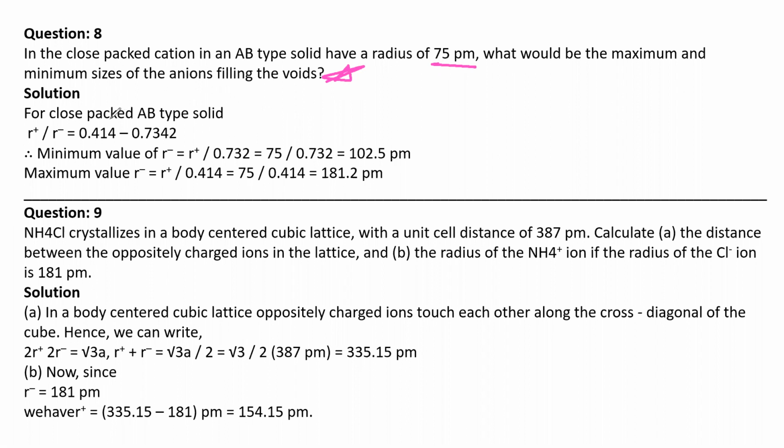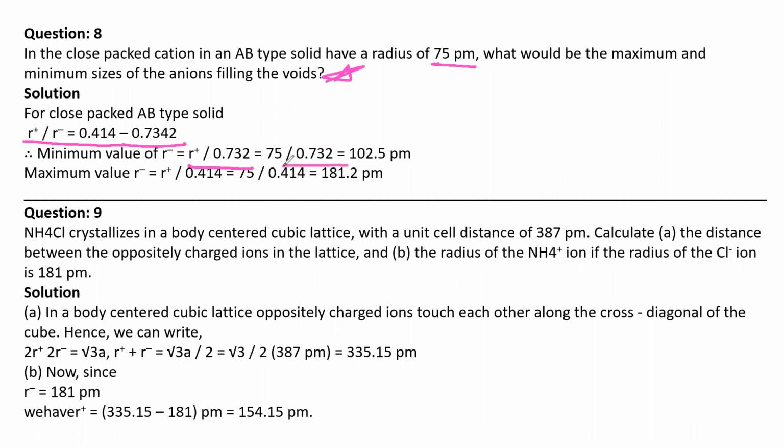For close packed AB type solids, the radius ratio, as I told in the previous question, r plus by r minus, is in the range of 0.414 to 0.732. Approximately, I have told here in the previous question, 0.75. This is the correct value, 0.414 to 0.732. So the minimum value of r minus will be r plus by 0.732, because for the minimum you have to take the maximum ratio.